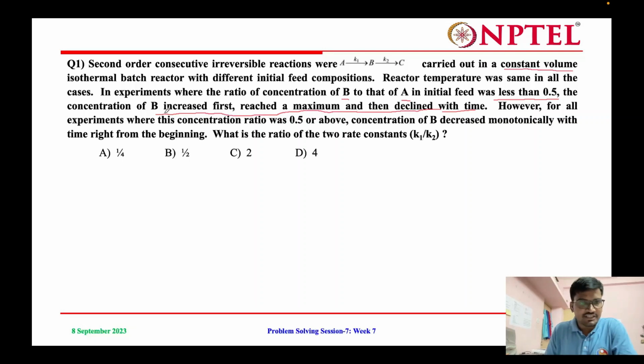However, for all experiments where this concentration ratio was 0.5 or above, the concentration of B decreased monotonically with time right from the beginning. What is the ratio of the two rate constants K1 and K2? Here is the reaction given: A gives B and C.